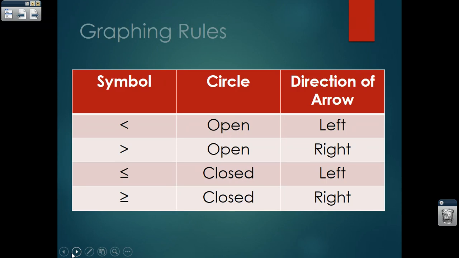Whenever we're graphing inequalities, the thing you've got to remember is if it is less than or greater than, we're going to graph it with an open circle. If it's less than, the arrow should be going to the left. If it's greater than, the arrow should be going to the right. If it's less than or equal to or greater than or equal to, we're going to do a closed circle or a dot. If it's less than or equal to, closed circle with the arrow going to the left. If it's greater than or equal to, closed circle with the arrow going to the right.